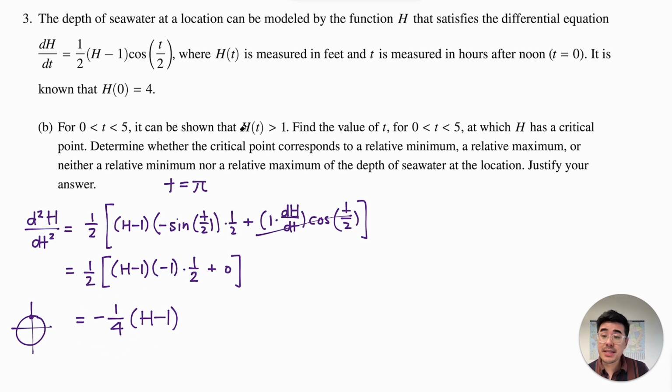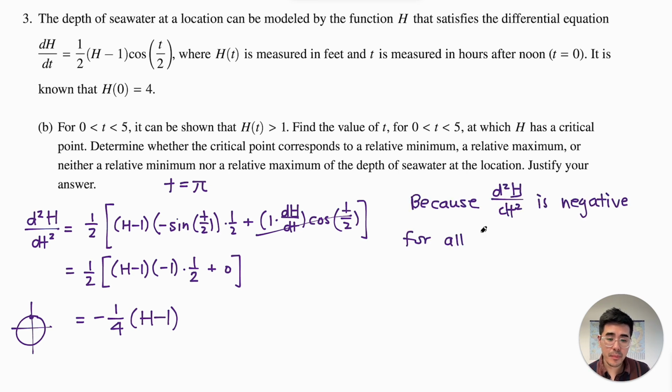Now the question says that h is always greater than 1. So then if h is always greater than 1, my second derivative is always negative. So then I can use that information to justify my answer.